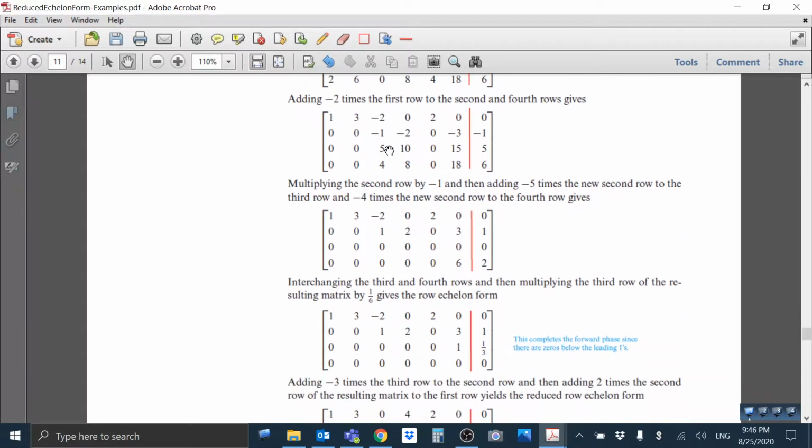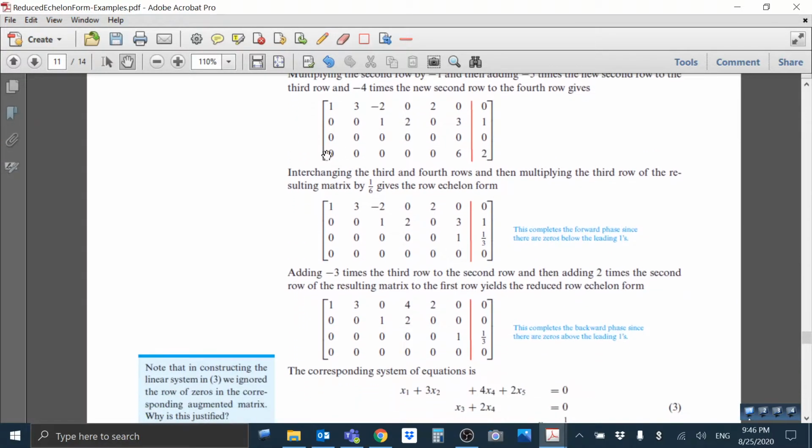So what happens with this one? Progress. Leading entry, next leading entry to the right. Hey, I have a row of zeros in the middle. Oh, that's no good. If I want to have echelon form, I need to have the row of zeros at the bottom. So this is no good. So this matrix is not in echelon form at all.